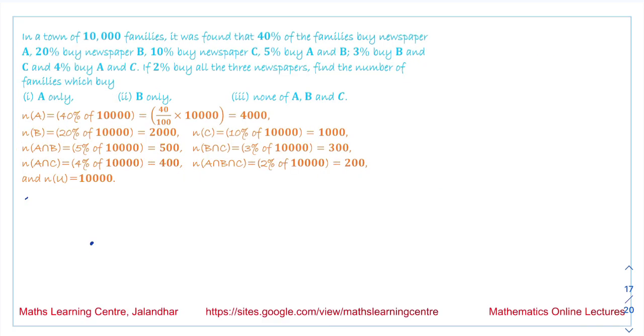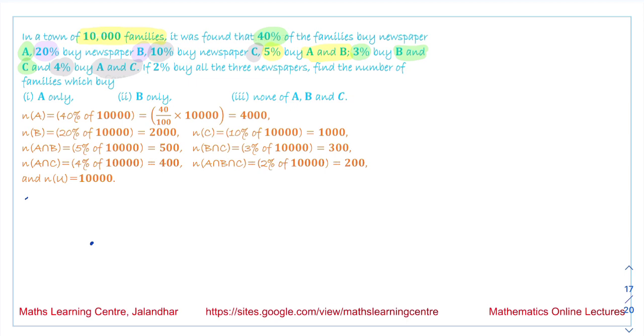Next we are given, in a town of 10,000 families, the total number of families is 10,000. It was found that 40% of the families buy newspaper A, 20% buy newspaper B, 10% buy newspaper C, 5% buy A and B, 3% buy B and C, 4% buy A and C, and 2% buy all the 3 newspapers. Find the number of families which buy A only, B only, and none of A, B and C.